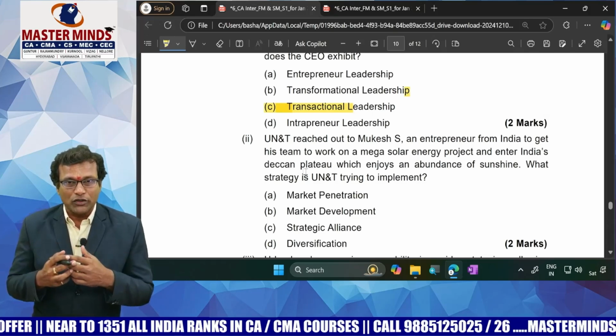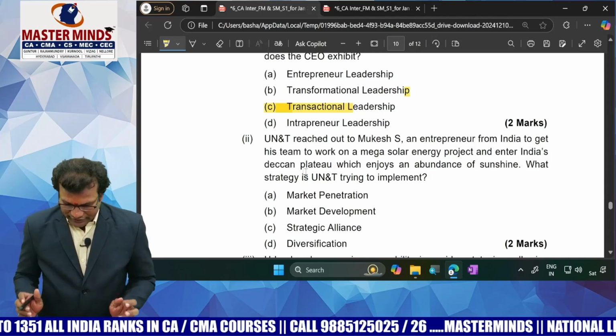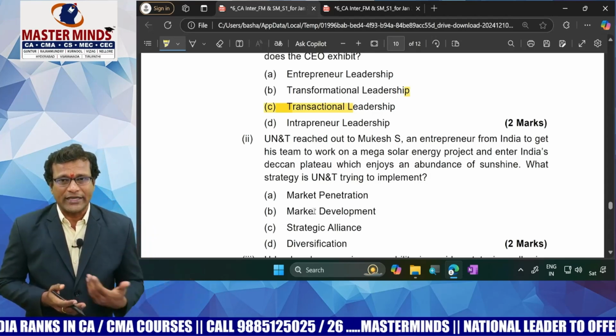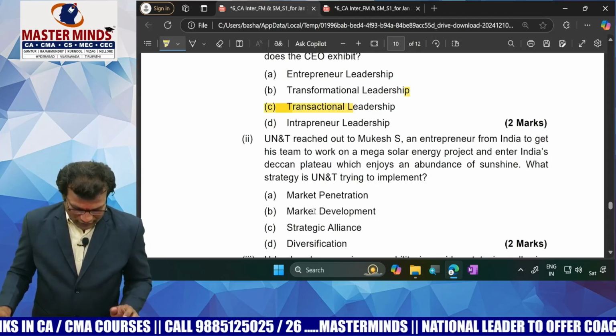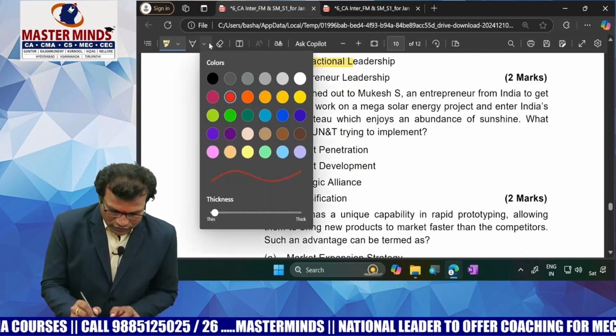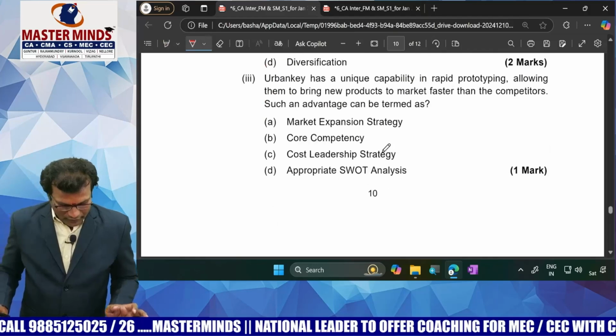Means they are trying to work together and enter India's Deccan Plateau, the southern part of India, which enjoys an abundance of sunshine. So what strategy is UNNT trying to implement? Means it's a clear-cut case of a strategic alliance. A straight question.